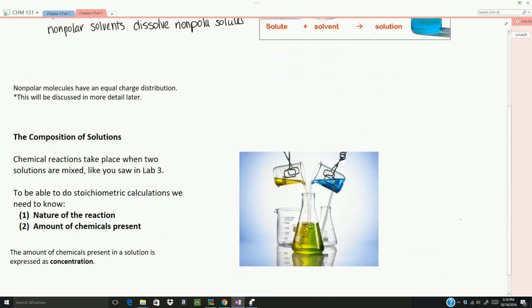So chemical reactions take place when two solutions are mixed. So just like you saw in lab 3, you were taking different solutions and mixing them together and seeing whether or not a chemical reaction occurred, right? So in order to be able to do stoichiometric calculations with solutions chemistry, we need to know the nature of the reaction and the amount of chemicals present.